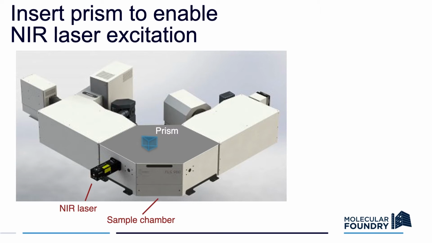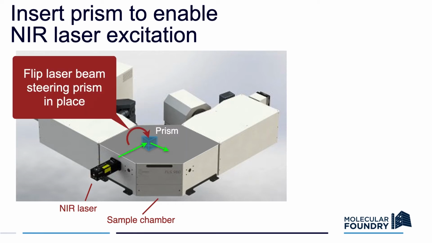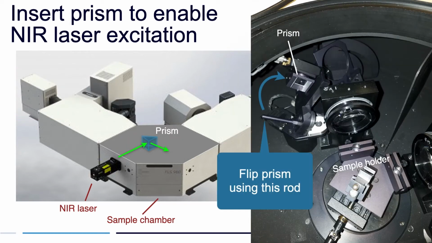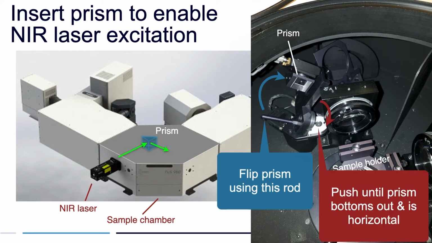Next, we need to insert a prism into the sample chamber in order to steer the near-infrared laser beam into the sample holder. The prism is located on a flip mount, and you can grab this flip mount using a rod. You shouldn't actually grab the prism since it's an optical component. So when you flip this flip mount down, the prism will bottom out and then be horizontal with the floor of the sample chamber.